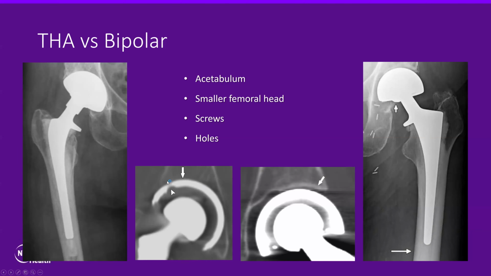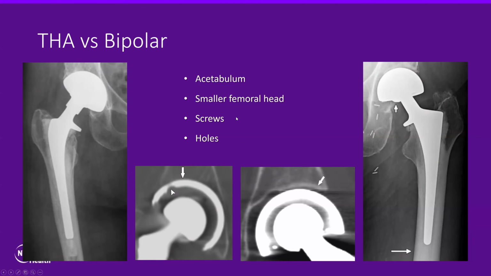In this case, cannot see the acetabulum as opposed to this one. You see the acetabulum beautifully here. So this is a hemiarthroplasty, and it's bipolar because we see those two pieces. This is the total hip arthroplasty, the standard total hip arthroplasty. So that's one feature to use.